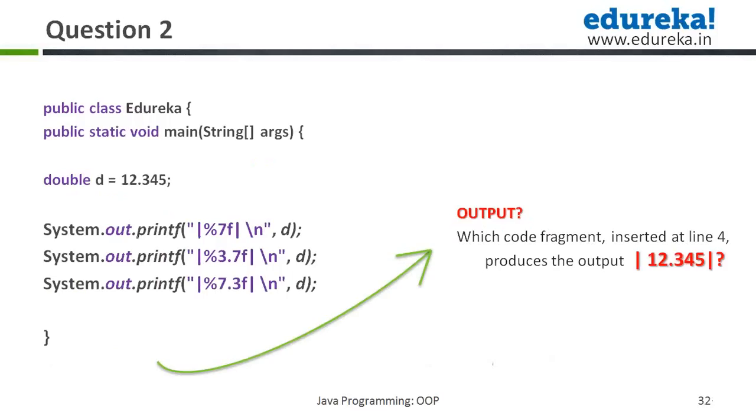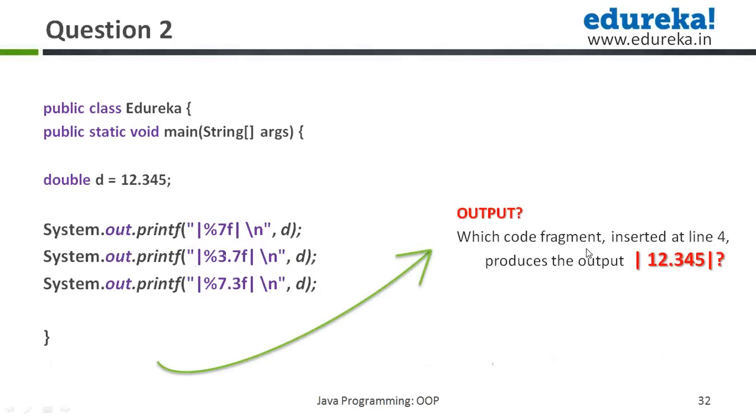Everyone, this is something extra from today's topics that we covered, but they are really interesting. You've got a class that is Edureka. You've got a main method. You've got a double value D. You have assigned this value. Now, you have got 3 System.out.printf statements. You've got some things like this.